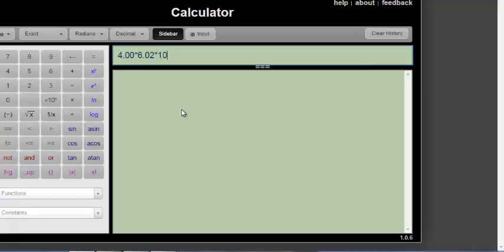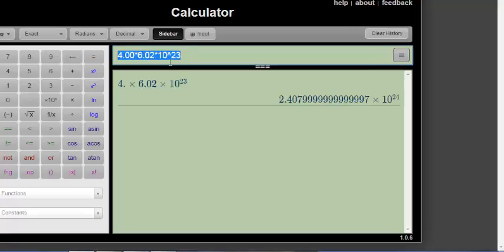Now, on your calculator, you might have this x to the y key. Sometimes it will just be this caret key, that little pointed up arrow. So sometimes the calculator will have that instead of the x to the y. Either way will do, but you want it to basically come out as 6.02 times 10 caret 23. And it shows my answer down here, 2.407, lots of 9s, times 10 to the 24th.